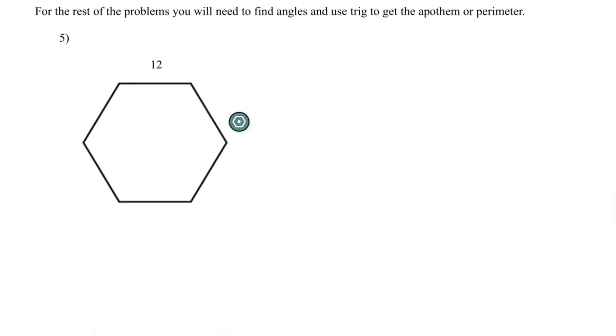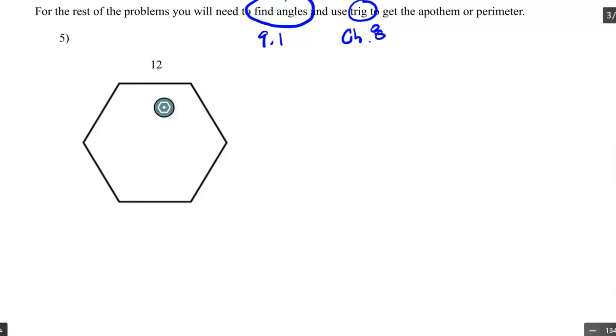Now for number 5, it says for the rest of the problems, you're going to need to find some angles and use trig to get the apothem or the perimeter. So this finding angles part we did earlier in chapter 9, I think it was in 9.1. And then to do the trig, we're going to have to go back to chapter 8. So we're going to have to be able to walk and chew gum on these problems here. All right, so let's see what we got going on.